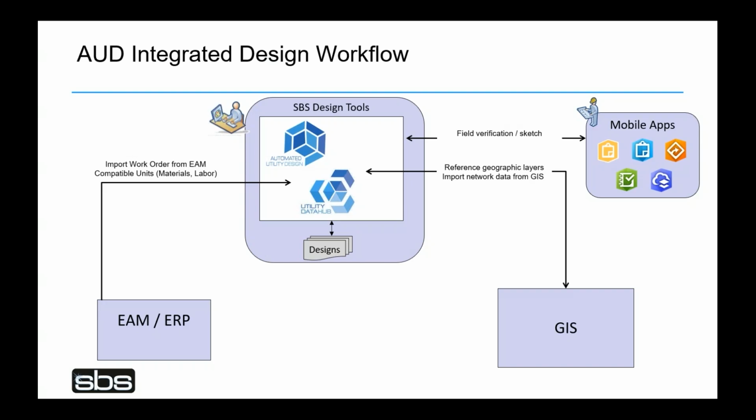So the idea is that the user can sit in AUD and have all this information brought to them, whether it's work order information or GIS information, or any of the 300-something formats that CAD reads natively. You can pull that all into AUD and have it available to the user right there when they need it.